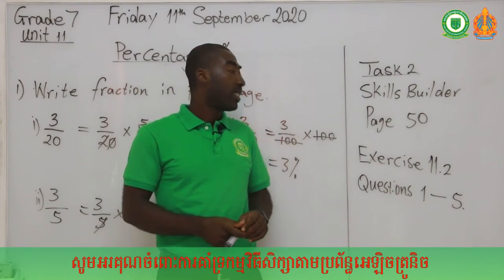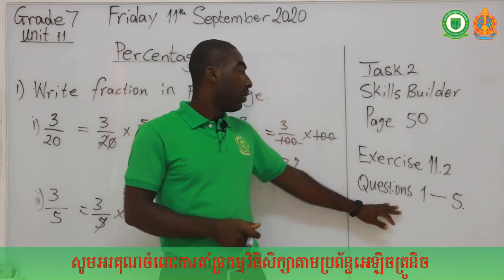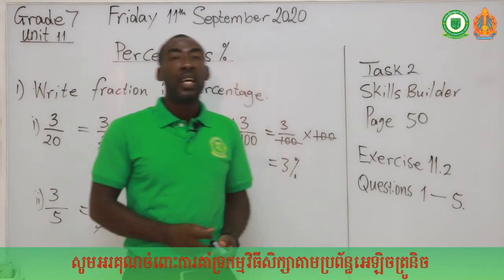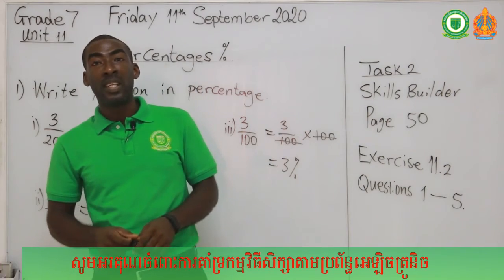On this, we will have our second activity that will be from the Skills Builder, page 50. We are doing exercise 11.2. You are supposed to answer questions 1 up to 5. I'll see you in our last video.